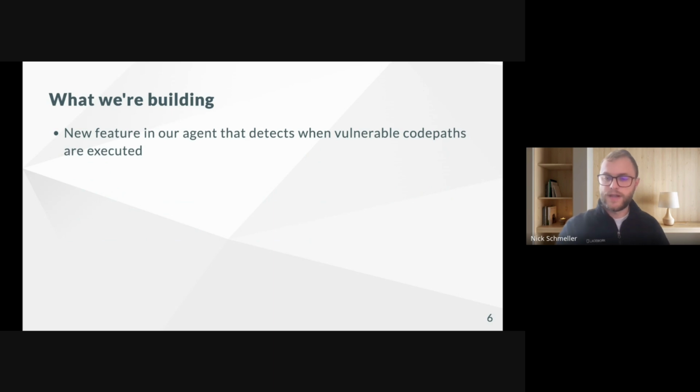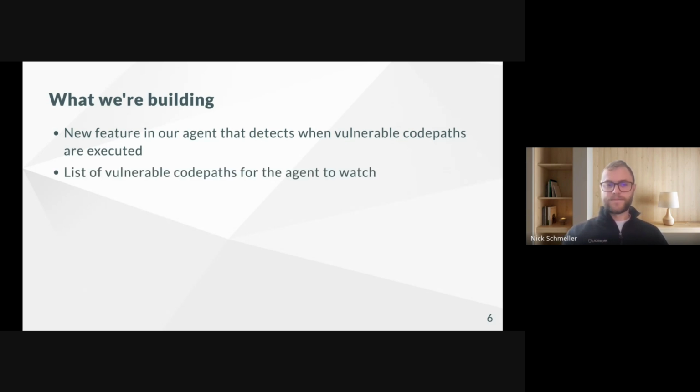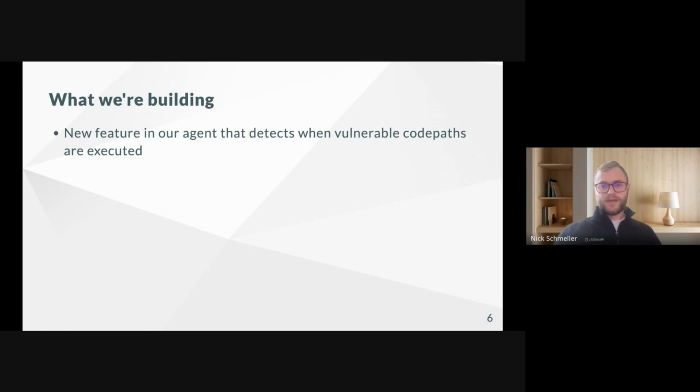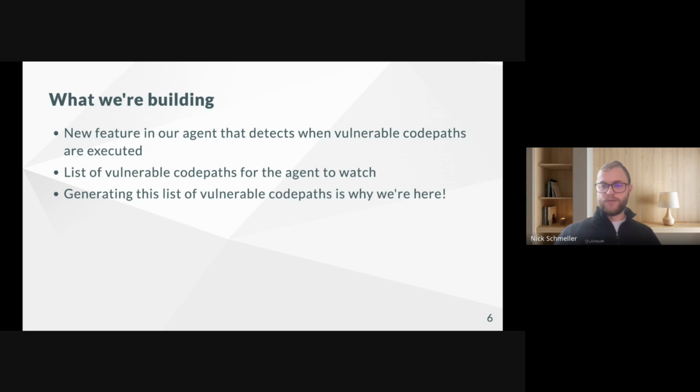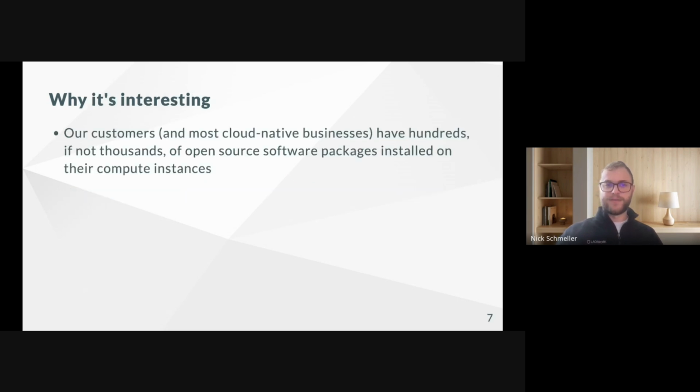Our agent currently has tons of features, and I won't worry you with going into everything that we're doing there, but we're working on a new feature that is figuring out when a vulnerable code path in an open source package is executed. That is the holy grail of vulnerability detection, for reasons I'll get into later. Basically, we want to give the agent a list of vulnerable code paths to watch, and we need to figure out what that list is, and that is a really hard problem.